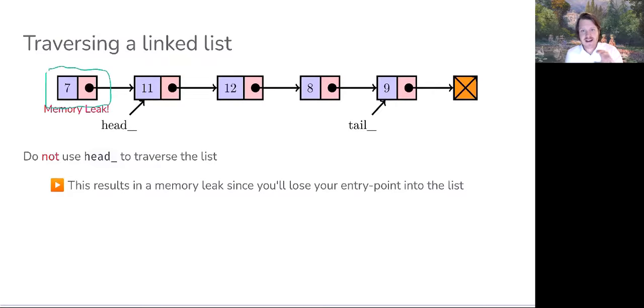We've now moved head to the subsequent node, and notice that there's no previous pointer here, so we can now never get back to where we came from. So do not use head to traverse the list. This will cause a memory leak since you'll lose your entry point into that list. So we can never call delete on the node storing the integer value of 7 because we no longer have its address or a way to access it.